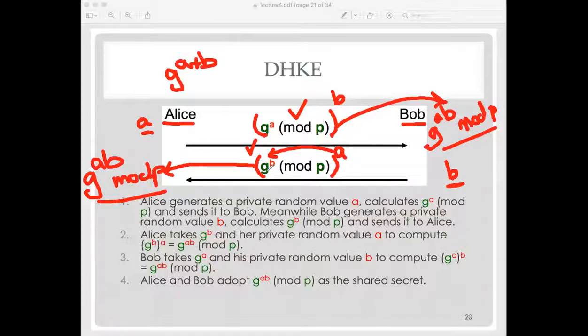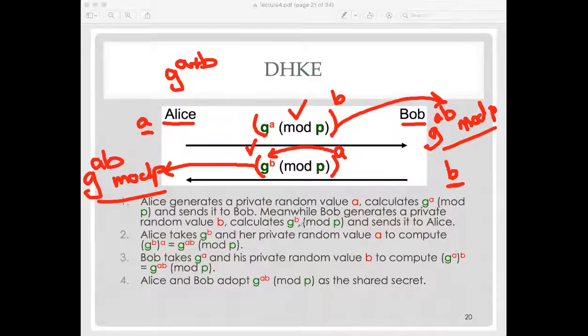The only way to get G to the AB mod P is either you know A and take this one and raise it to the power A, and only Alice knows A, or you know B and take this one and raise it to the power B, and only Bob knows B, or know A and B together, which no one basically knows, or take this and reverse B out, and we know from discrete logarithm this takes exponential time, or take this and reverse A back, and we know from discrete logarithm this takes exponential time.